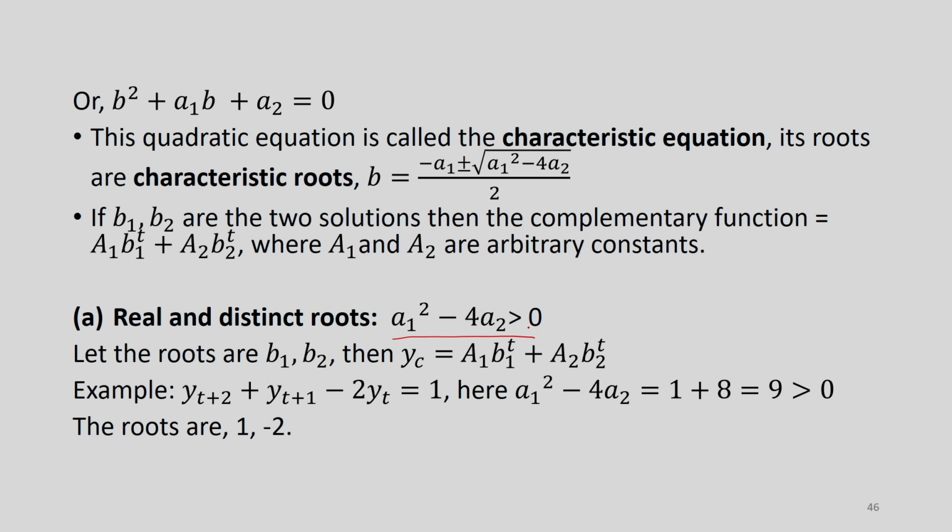If we want to find the complementary function, then we will get a characteristic equation, and from that characteristic equation we will get characteristic roots. Now, these roots can be of three nature, and the first one is real and distinct roots. Under this condition, the complementary function will take this form.